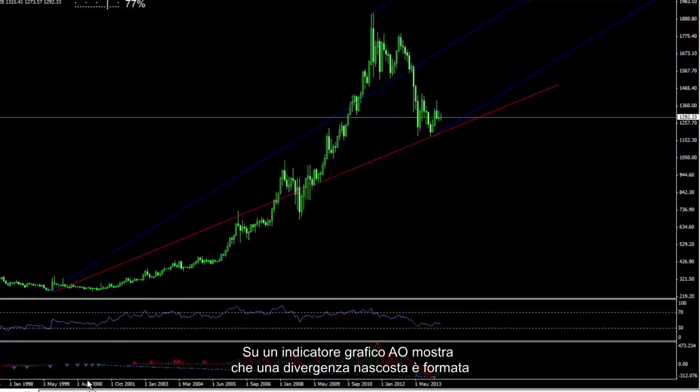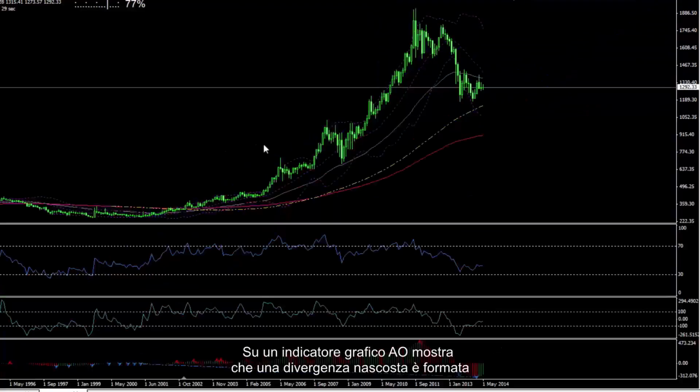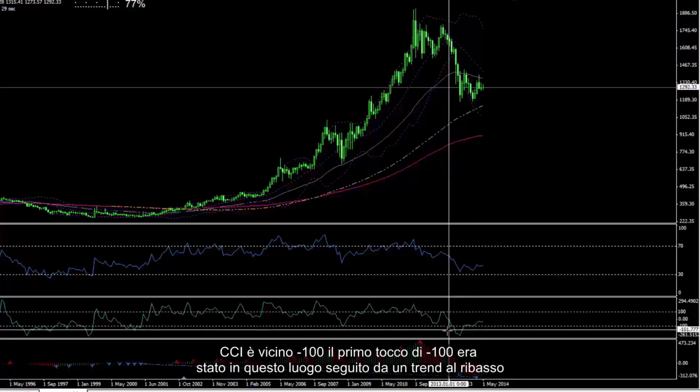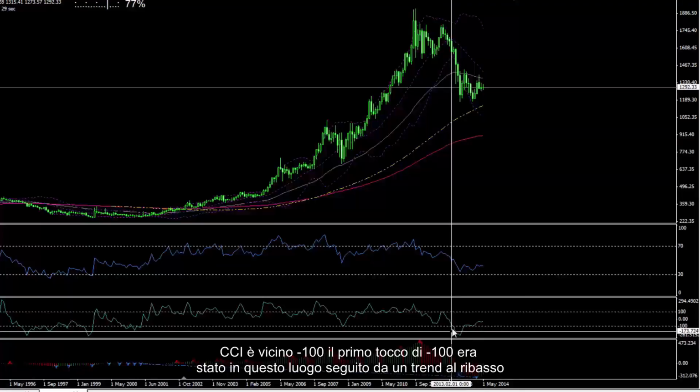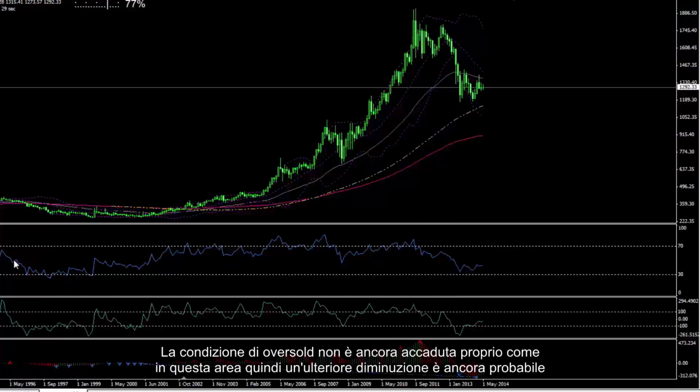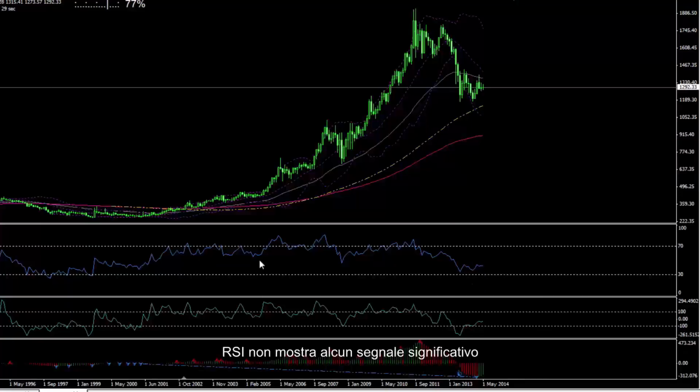On an indicator chart, AO shows that a hidden divergence is formed. CCI is near -100. The first touch of -100 was on this spot, followed by a downward trend. Oversold condition has not happened yet, just like in this region. Thus, further decrease is still possible. RSI does not show any significant signal.